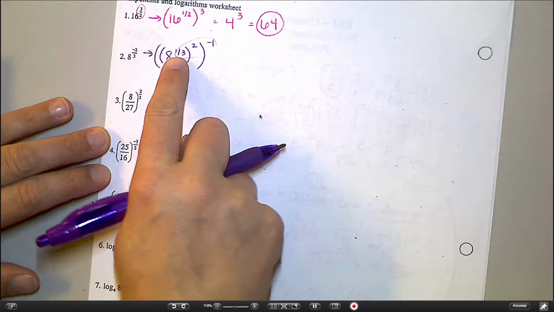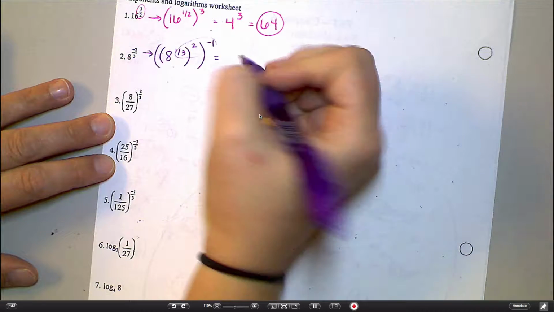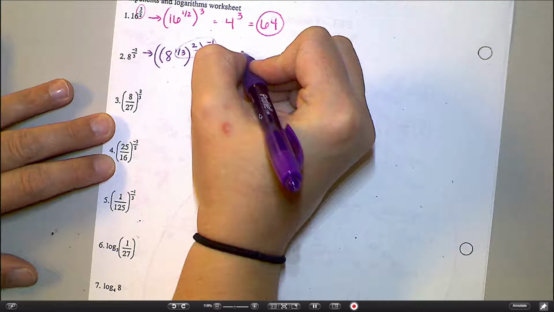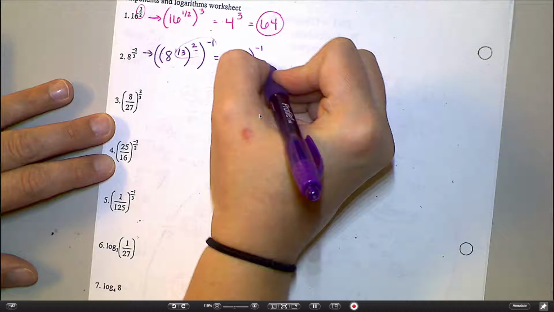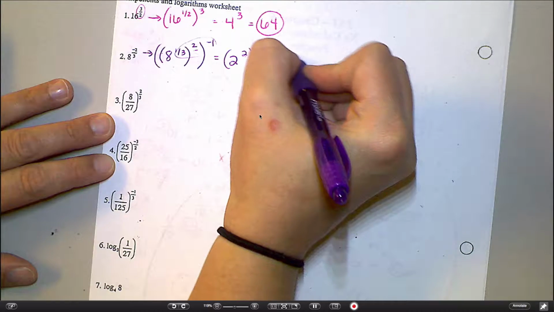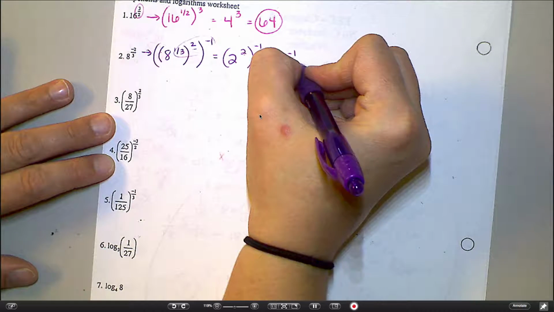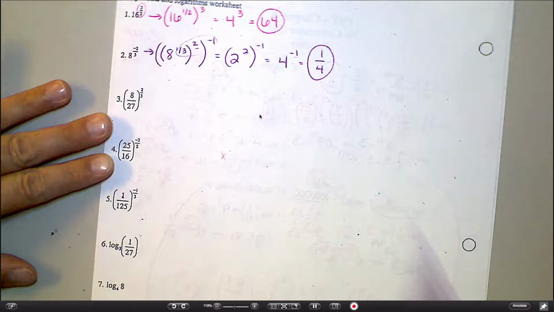So 8 to the 1/3 power is 2, because 2 to the 3rd is 8. Okay, so I get 2. Now I'm raising to the power of 2, and then a negative 1. Well, 2 to the power of 2 is 4, to the negative 1. And then remember that negative 1 flips it and makes it a reciprocal, so this is going to be 1 over 4. Okay?